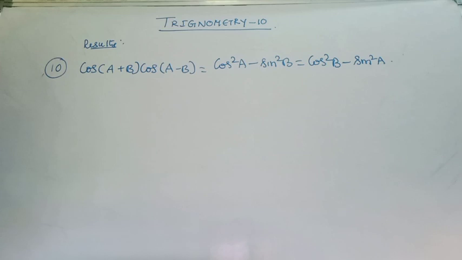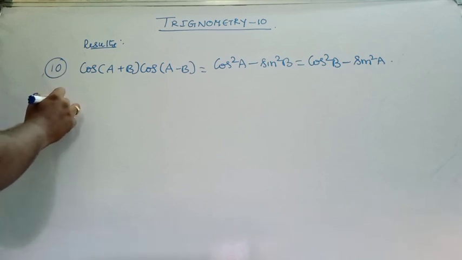Now dear students, so we have the 10th result, that is cos A plus B into cos A minus B. That is now cos square A minus sin square B. That also is equal to cos square B minus sin square A. How are we going to prove it? Let us do this also. Right, you take the left hand side part here.